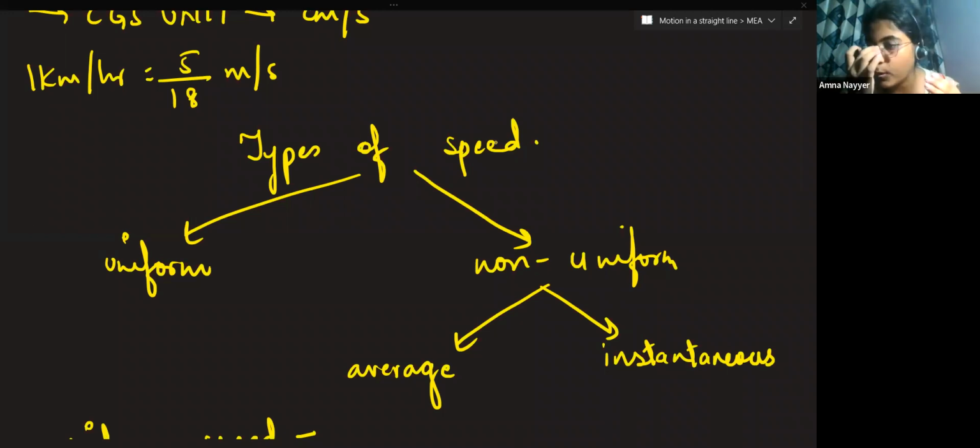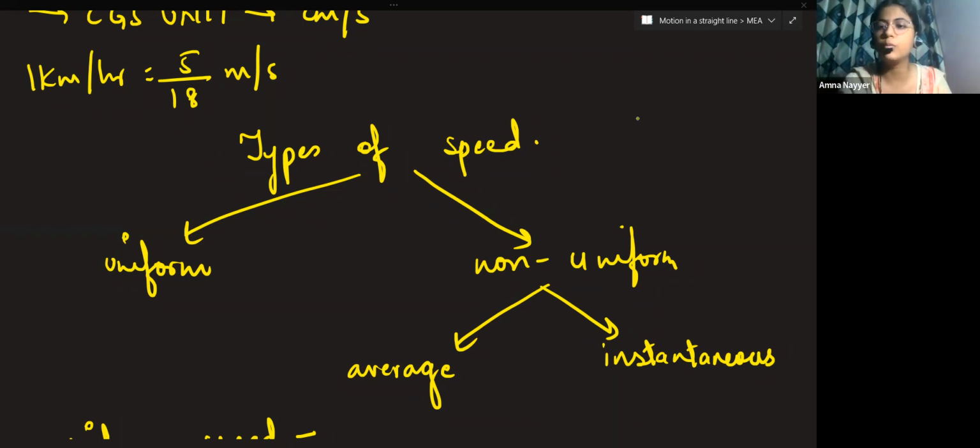Then average and instantaneous. Average was if a specific time interval is mentioned, then you take out the average speed. Instantaneous means you are calculating it at a particular time instant. Average speed is calculated by taking the total distance covered divided by the total time. Instantaneous is given by differentiation of distance with respect to time. So all these things we have studied.